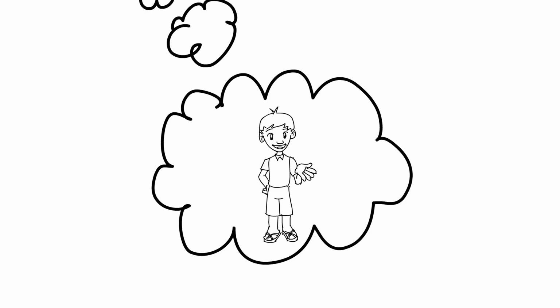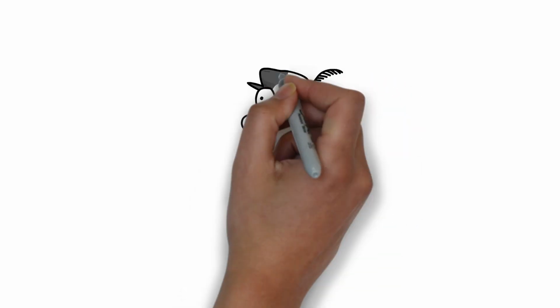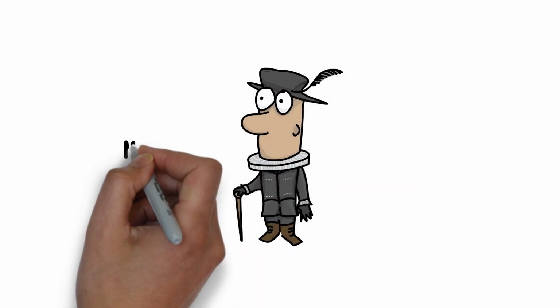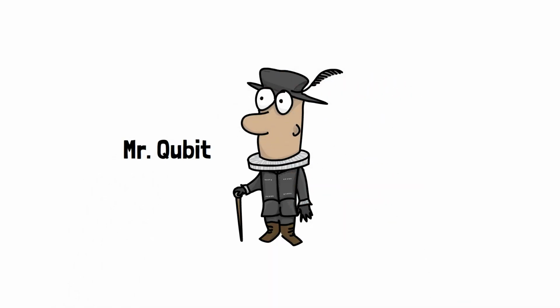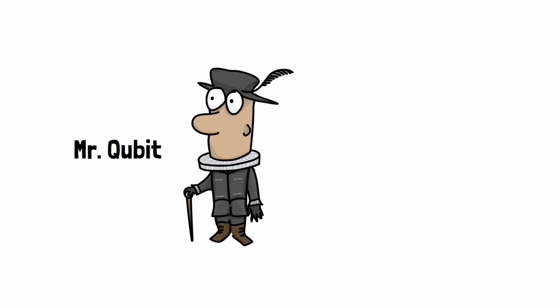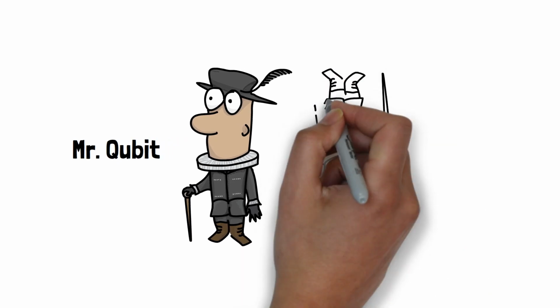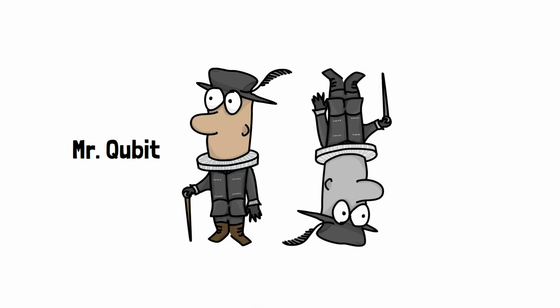Now, in quantum computing, we have something similar. We have a quantum bit, or as I like to call this cute little guy, Mr. Qubit. However, here you see Mr. Qubit in one of his possible states. He is pointing up. But this is not Mr. Qubit. Mr. Qubit can be pointing either up or down, or he can be pointing in both directions at the same time. Yes, you heard it right, at the same time.